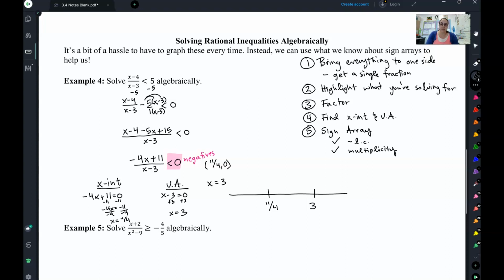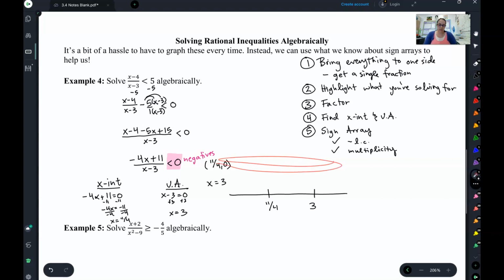Now each of these gets its own number line, just like a sign array. So 11/4 gets a number line, and its 0 goes above 11/4. Left is negative, right is positive. And x equals 3 gets a number line, and its 0 is above 3. Left is negative, right is positive.